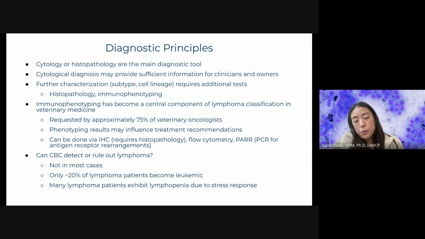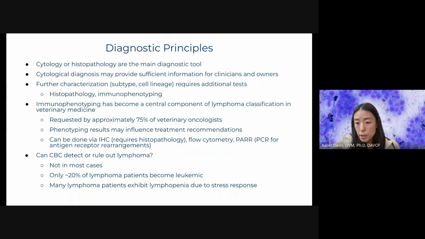To diagnose lymphoma, we use cytology and then histopathology most commonly. And lymphoma is one of the diseases where cytology can shine. Cytology can often give you the definitive diagnosis and often can give you enough information to come up with a game plan. But further characterization, including the subtype and also immunophenotyping of these neoplastic cells, would require additional tests. This includes histopathology and different tools to do the immunophenotyping.